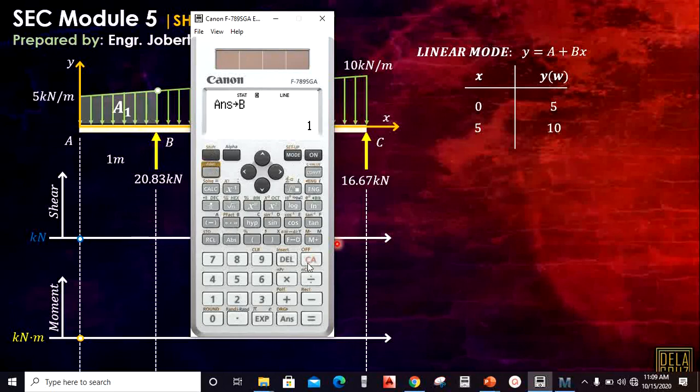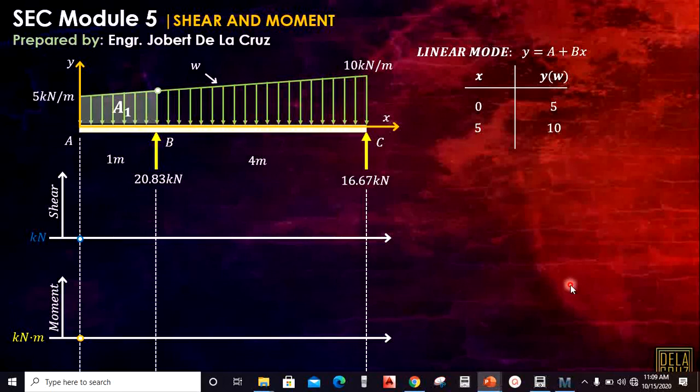So we have the values of A and B, then we can define that equation. Y equals mx plus b, where our y represents w. So the equation is 5 plus x, since A is 5 and B is 1. Now, after we have the equation of that load, we can solve this point. This point will be when x is 1. Substituting x as 1, that is 6 kilonewtons per meter.